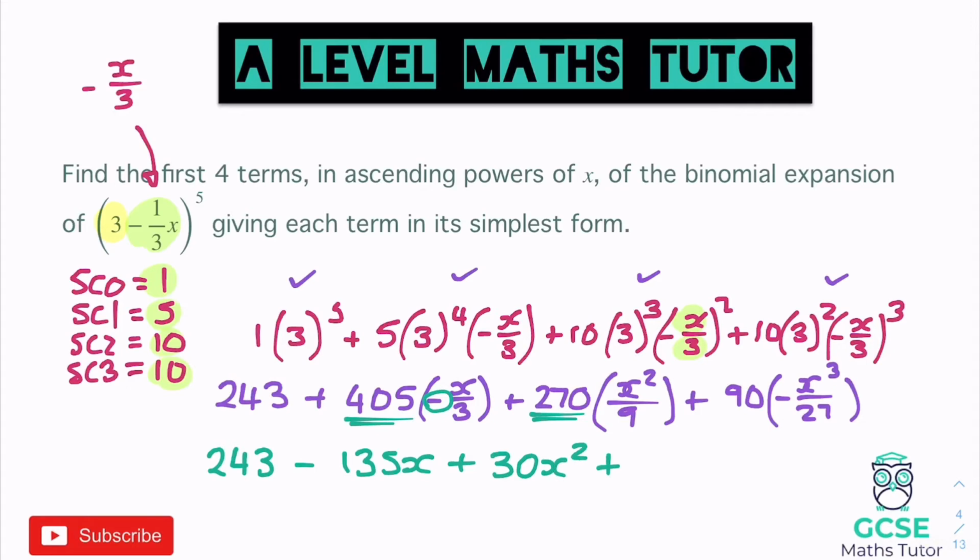On to the next piece, 90 divided by 27 is not as nice, it gives us a fraction here, and got to be careful because it's negative, so that's not going to be plus there, it's going to be minus. So we get minus 10 over 3, which is what 90 divided by 27 comes out as, with an x cubed. There we go. And that is those first four terms finished.